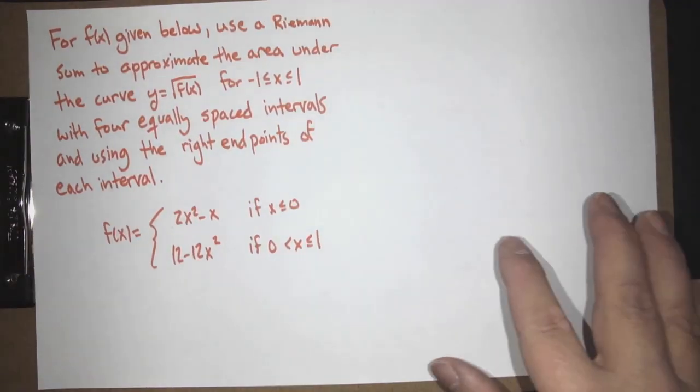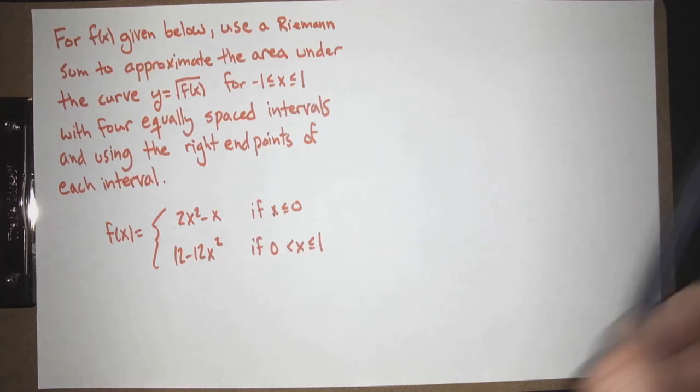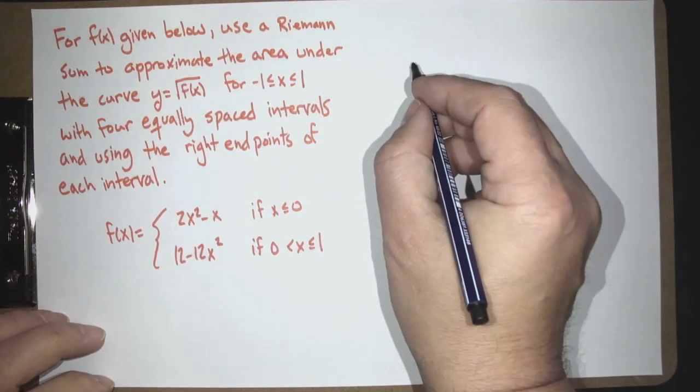So let's do another Riemann sum type problem. We'll do this one. All right. For the function f of x given below, so here's f of x, use a Riemann sum to approximate the area under the curve y equals f of x for the interval from -1 to 1 with 4 equally spaced intervals and using the right endpoints of each interval. Okay, so even though we have the function, let's not stress about it quite yet.